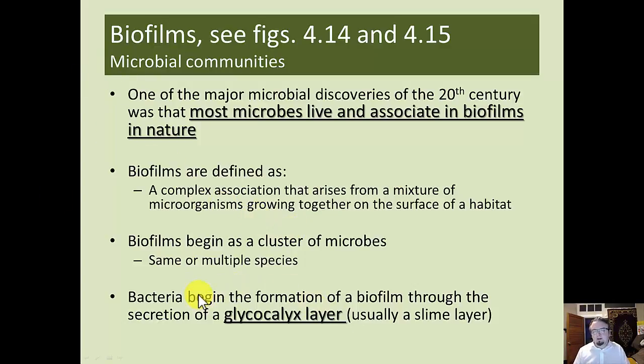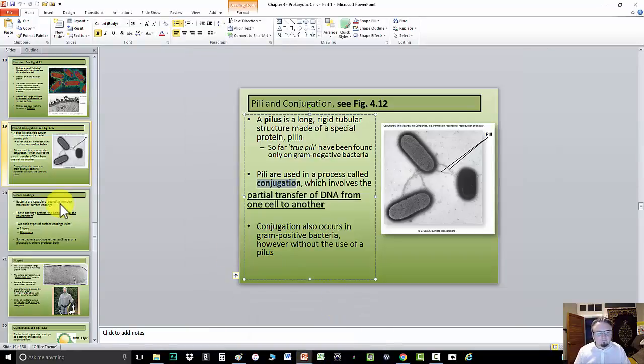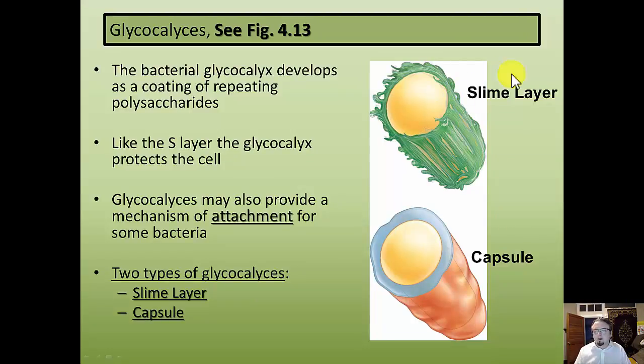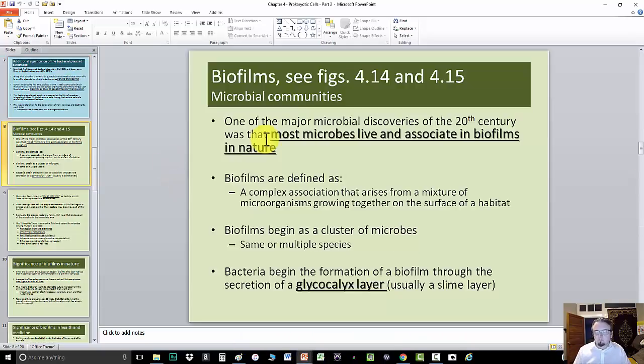Another key part to connect back to Chapter 4, Part 1, is that the complex association, that mix of chemicals, really begins in most cases from the secretion of the glycocalyx layer, oftentimes the slime layer. So if we go back just real quick to Part 1, we talked about the glycocalyx, and we talked about the slime layer and the capsule. So the slime layer is a big part of the early foundation of the biofilm.